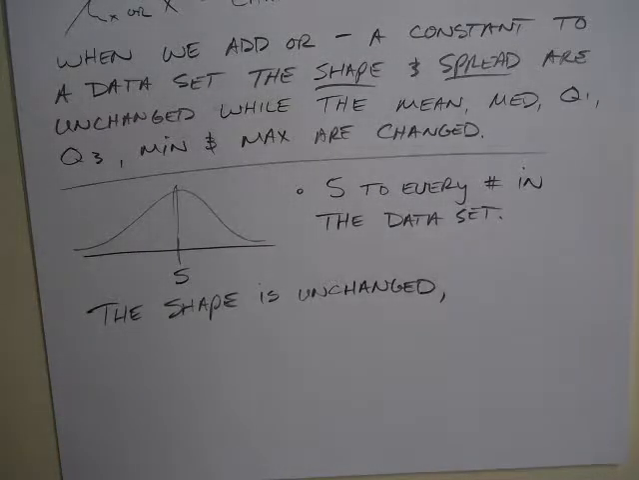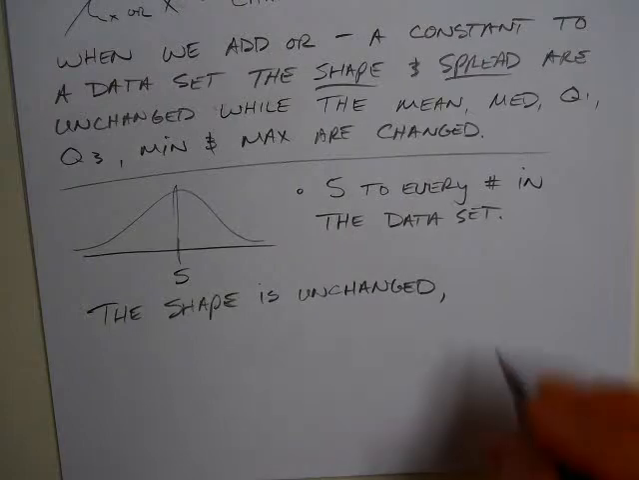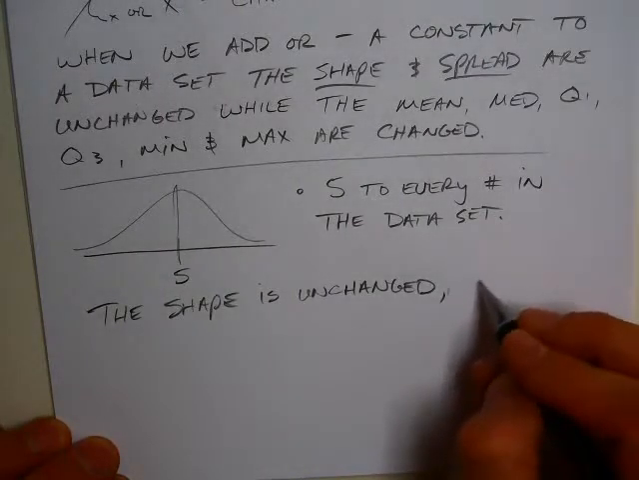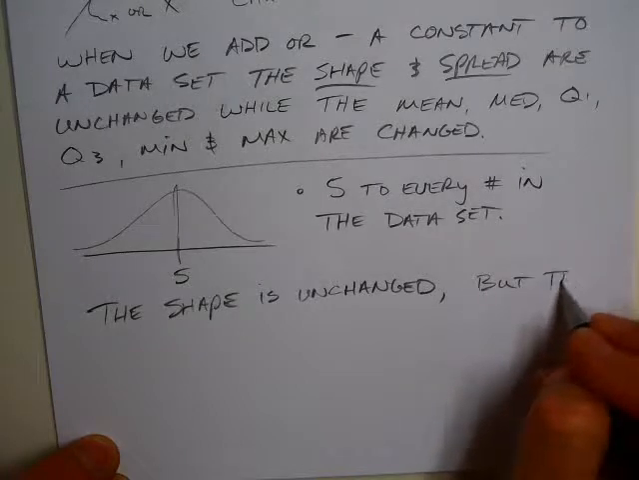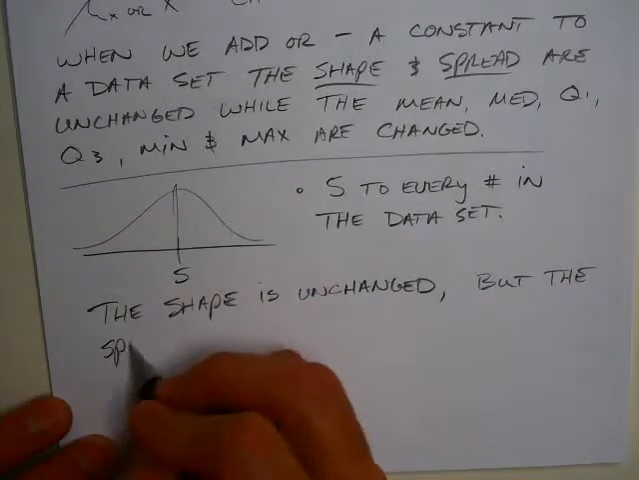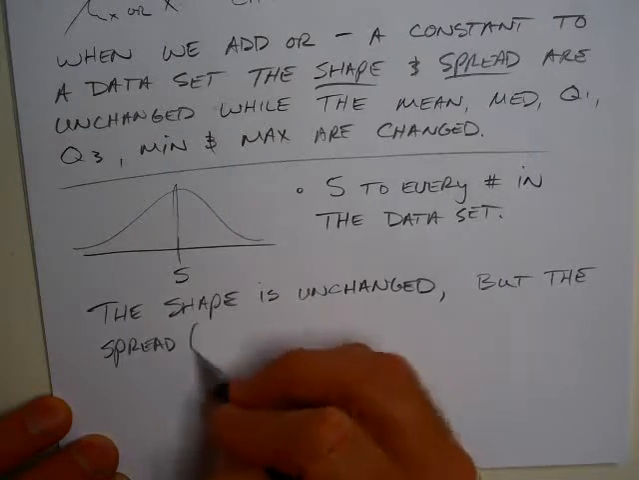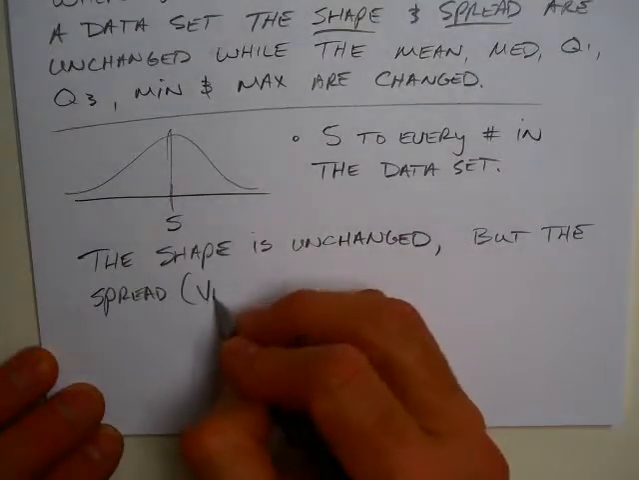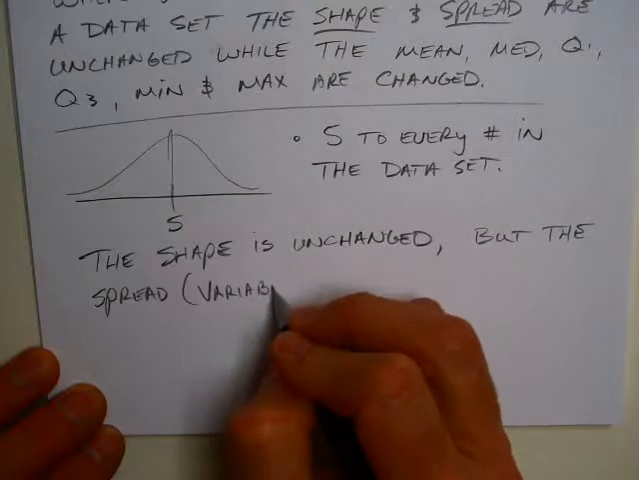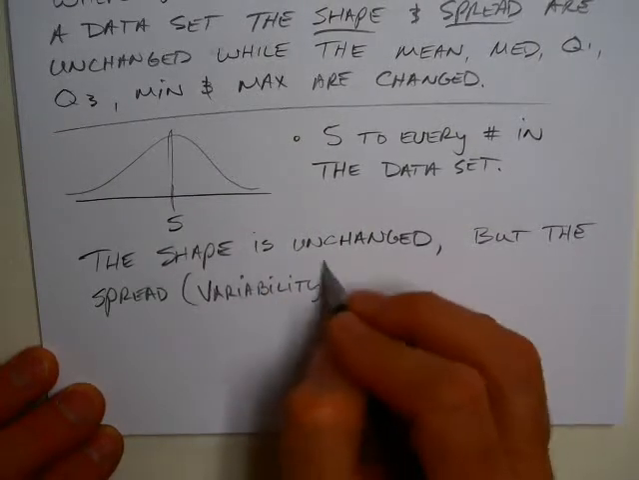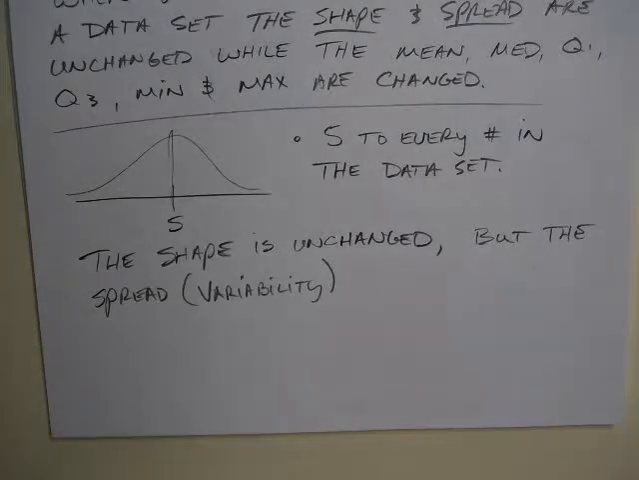But the spread and mean, median, all that, will change. So there's lots of things for spread. Variability is kind of a generic term for it. That's going to be your standard deviation, your interquartile range, your range. Those are all going to change.